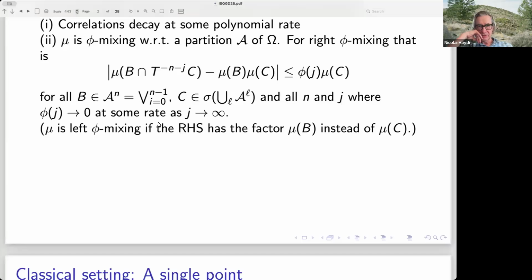The point here is that j is the gap, because B is composed of, in a symbolic setting, n words. C is arbitrary, but to the right. And then when one pulls back the C by n plus j many times, one creates a gap of j that makes the mixing property.